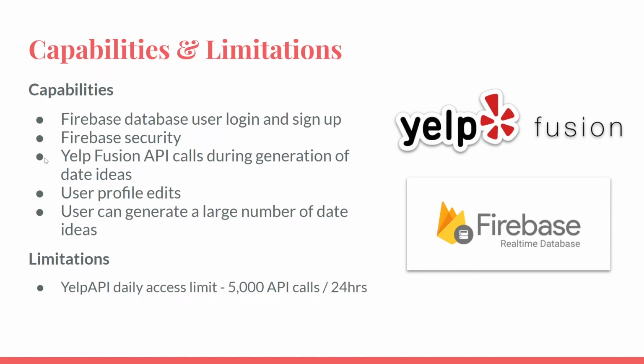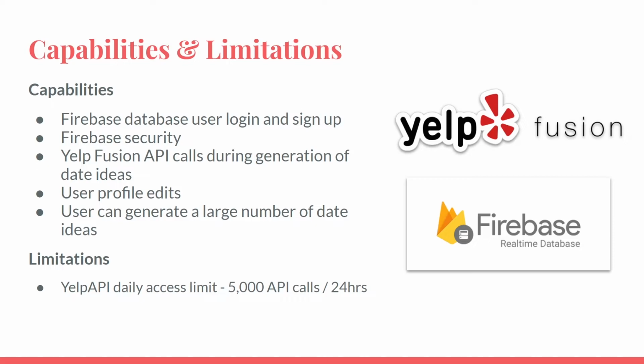Another capability would be the Yelp Fusion API, which is called during the generation of date ideas. Another one would be user profile edits, so a user can edit their profile. They can view their date ideas, like how many date ideas they have. And the last one would be that a user can generate a large number of date ideas.